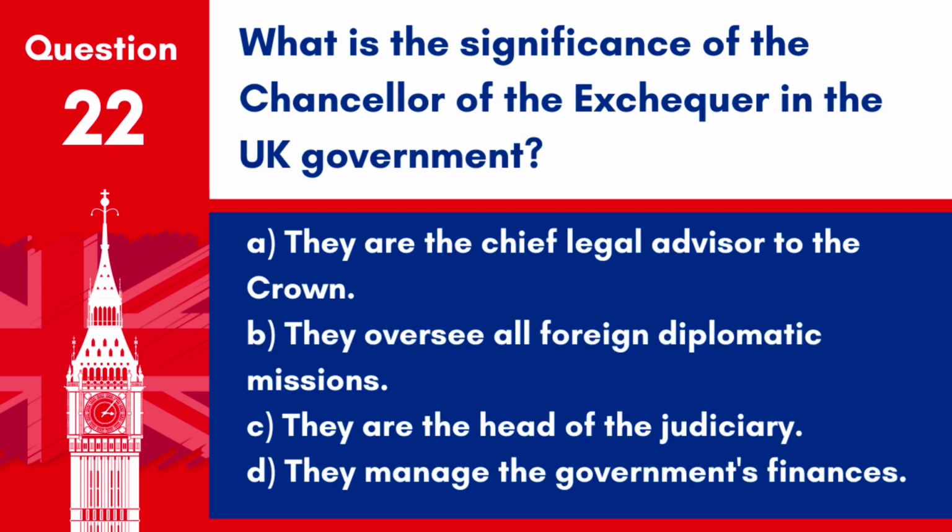Question 22. What is the significance of the Chancellor of the Exchequer in the UK government? A. They are the chief legal advisor to the Crown. B. They oversee all foreign diplomatic missions. C. They are the head of the judiciary. D. They manage the government's finances.